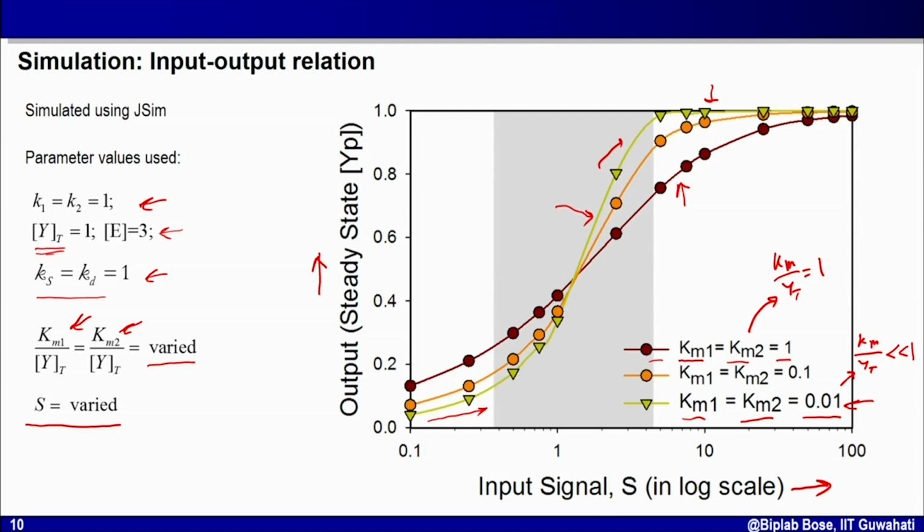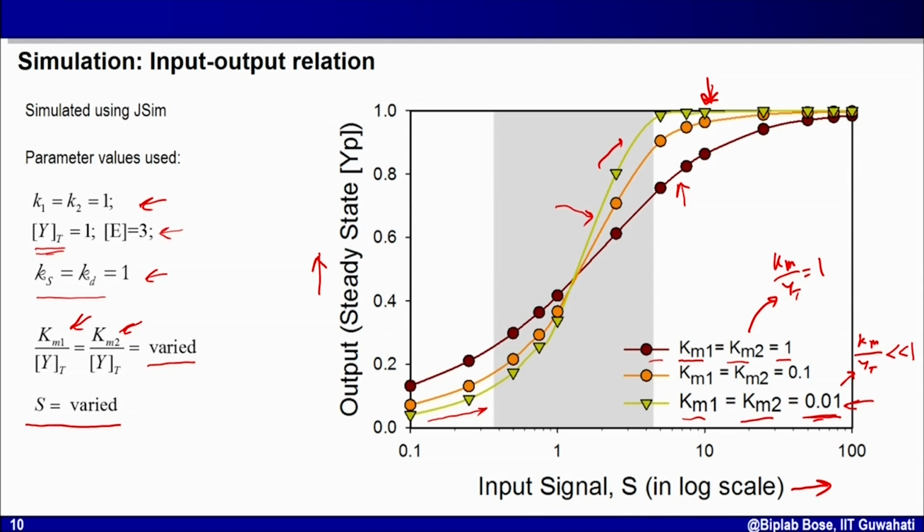As you can see here, for this particular case, where the ratio of Michaelis-Menten constant and the total Y is 1, as I change S, the output, the steady state value of Yp, changes almost linearly. It has slight sigmoidal behavior. Whereas, when I change this ratio and make it much smaller than 1, at 0.01, the input-output behavior becomes sigmoidal.